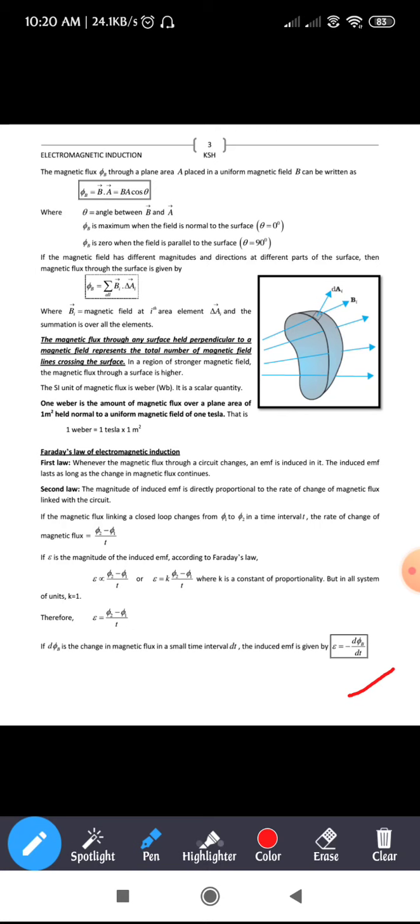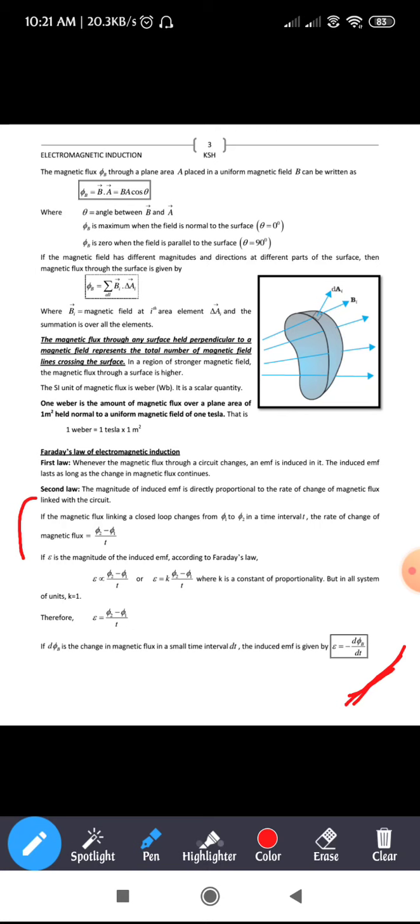We are going to express that mathematically. See here, if the magnetic flux linking a closed loop changes from phi1 to phi2 in a time interval t, the rate of change of magnetic flux is equal to phi2 minus phi1 divided by t. That is final minus initial. So the magnetic flux changes from phi1 to phi2, and the rate of change is phi2 minus phi1 divided by t. Or instead of t, you can take dt, in the time interval dt.